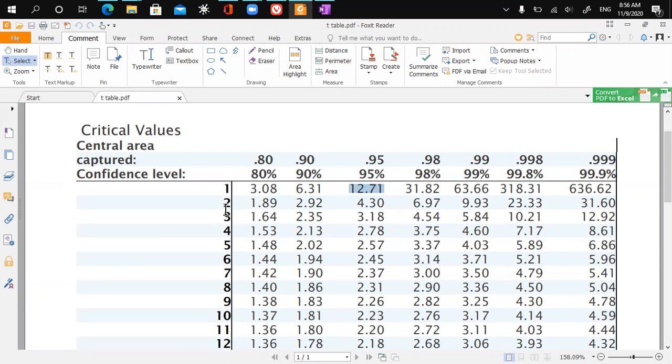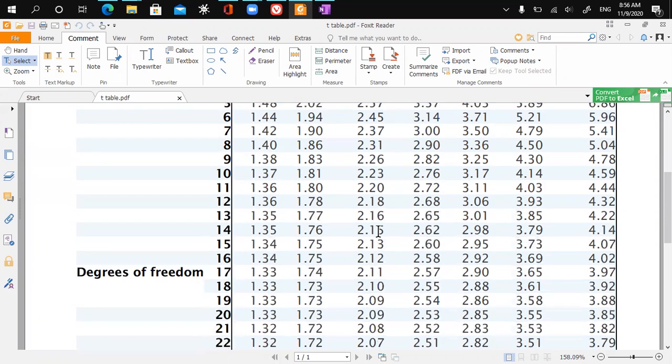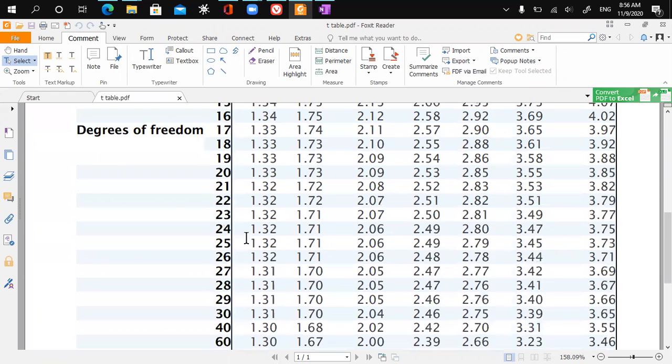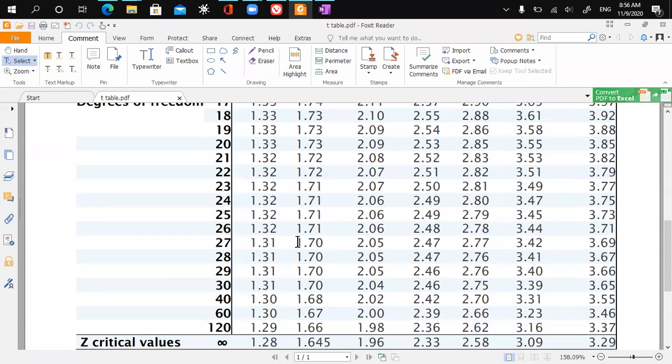And as you increase the degrees of freedom, the values decrease. Going from 1 to 2, it changed by almost 3 times. Then we go down as we increase the degrees of freedom. The problem with using this table is that at some point it starts jumping. For example, from here, we jump to 40, and then 60, and then to 120.